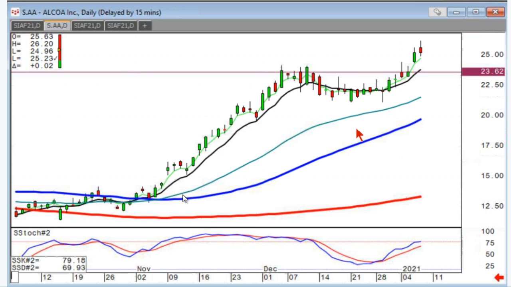Yeah, so a cup and handle is usually a fry pan bottom that's flat, then it has a quick pullback and then starts back up. Whereas the classic is a fry pan bottom with a strong price move, the pullback, and then the next price move. Yeah, so Alcoa is hitting new highs.